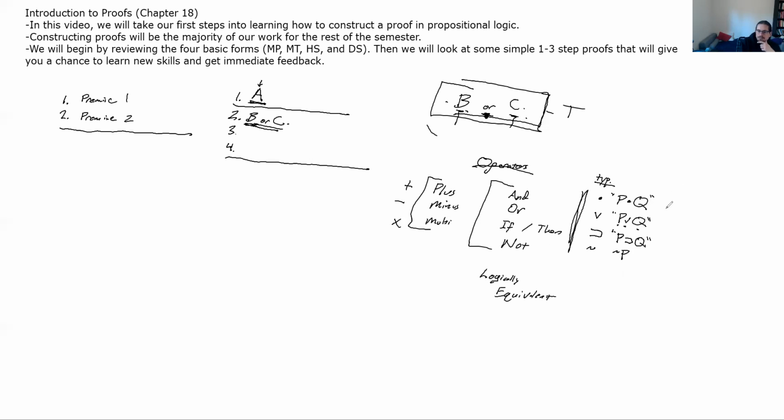Our book basically uses these same symbols, except for the and. They use what's called the ampersand, which is just Shift-7, I think, on the keyboard. Because this is easier, the ampersand is easier to type in than the dot, we're going to use it. The dot is not a period, and that would be very confusing, I think.